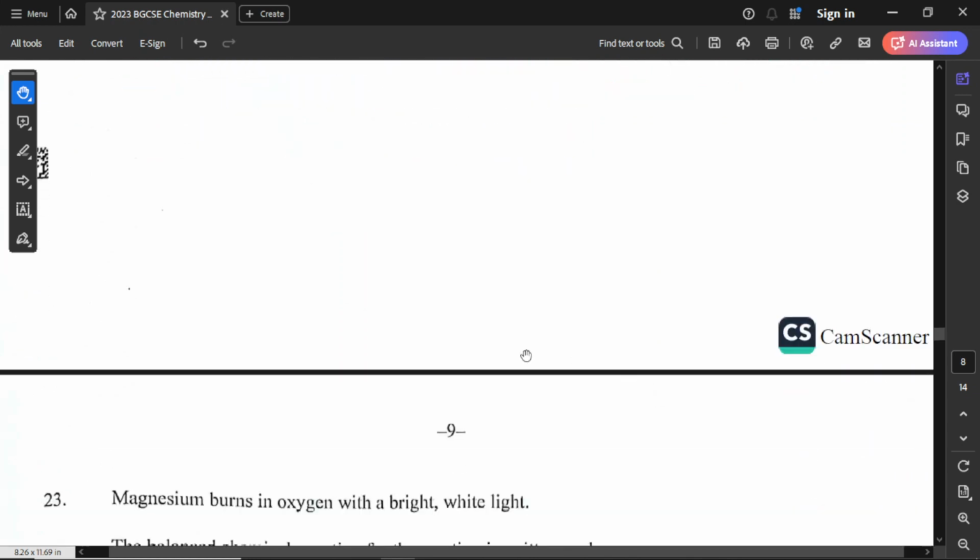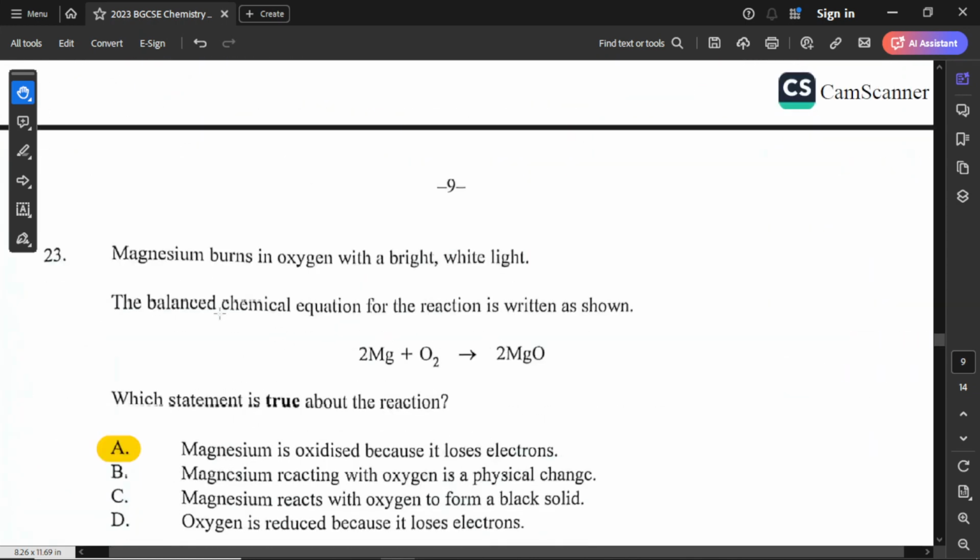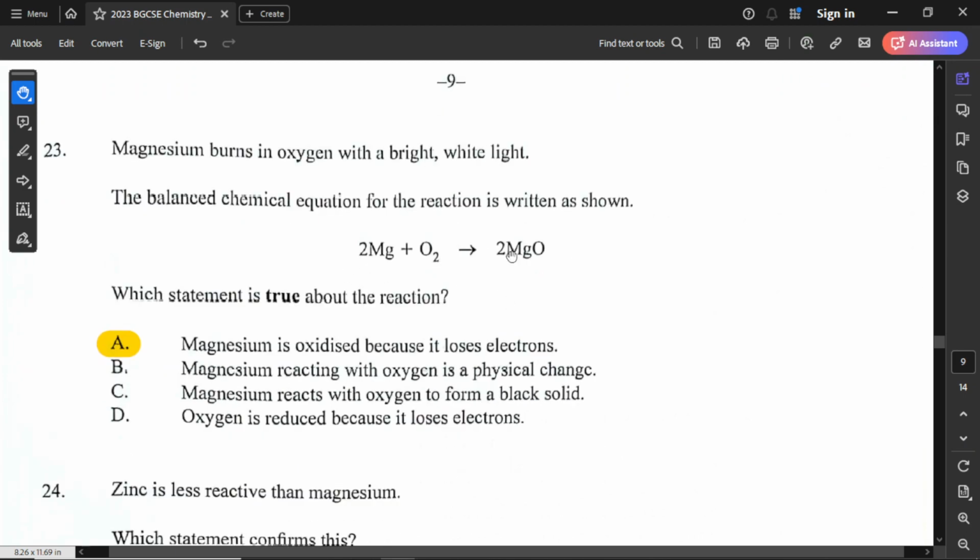All right. Number 23: magnesium burns in oxygen with a bright white light. The balanced chemical equation for the reaction is written as shown, magnesium plus oxygen gives you magnesium oxide. Which statement is true about the reaction? If you think about it, magnesium is oxidized because it loses electrons. Magnesium will lose electrons to oxygen, and therefore that's why it is oxidized. Remember that oxidation is the gain of oxygen or the loss of electrons.